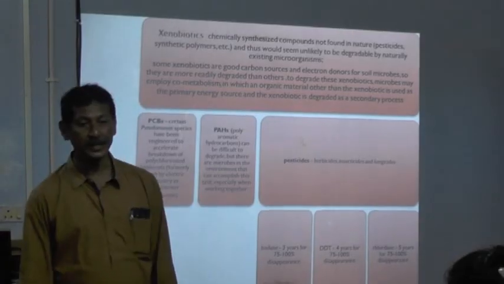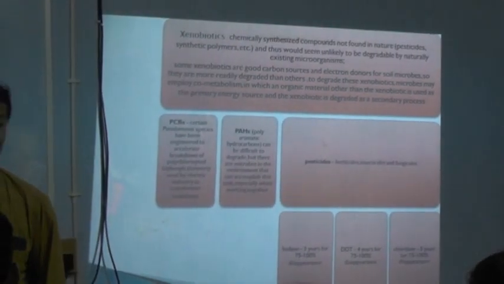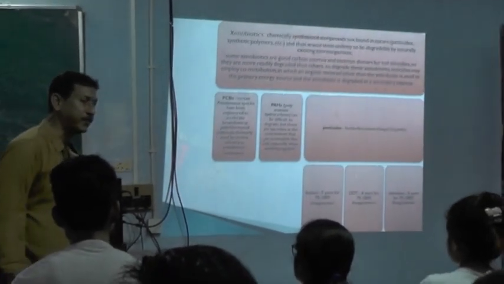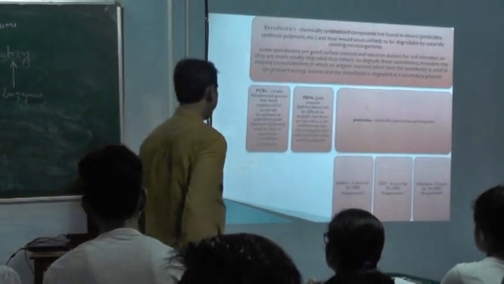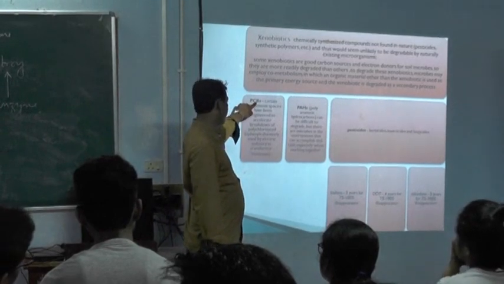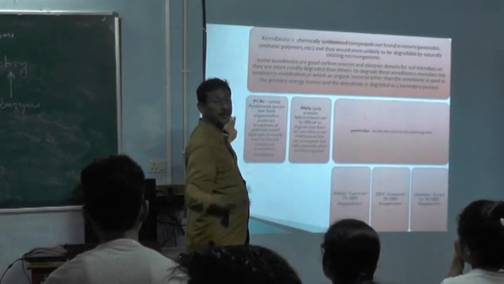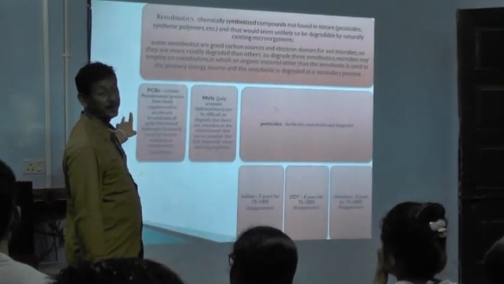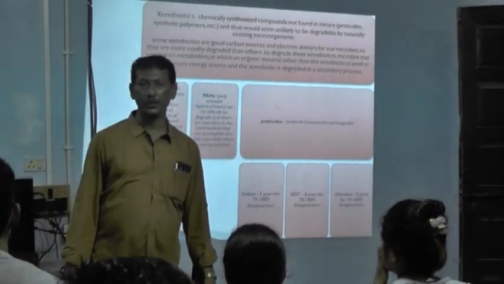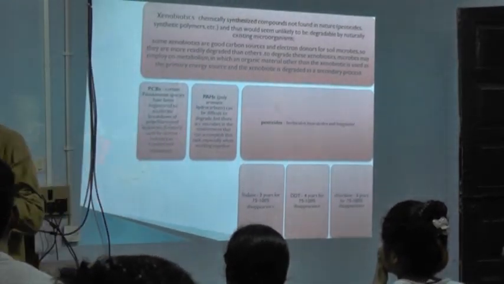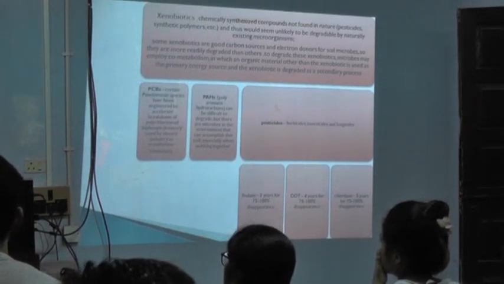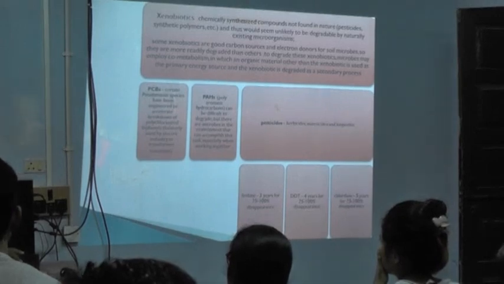Now, xenobiotics degrade 75 to 100% in 3 years. You see, DDT takes 4 years, chlordane takes 5 years. Not only that, there are some polychlorinated biphenyls, which are used by the electric industry for insulation purposes. Polyaromatic hydrocarbons are also being used. These chemicals are long lasting. As they are long lasting, the dumping site has to be treated with some specific bacteria.